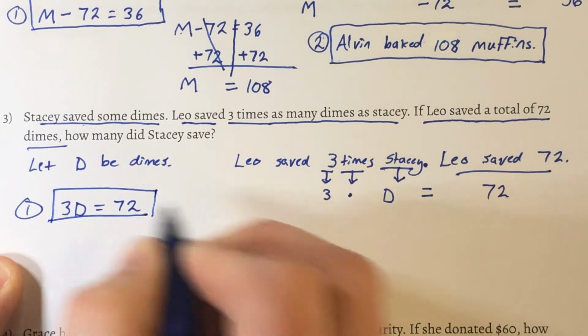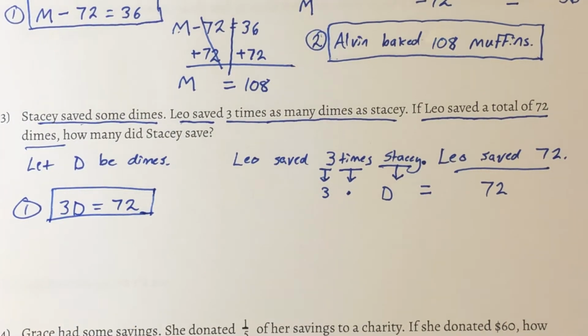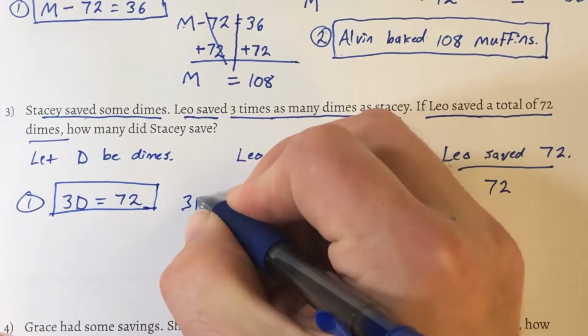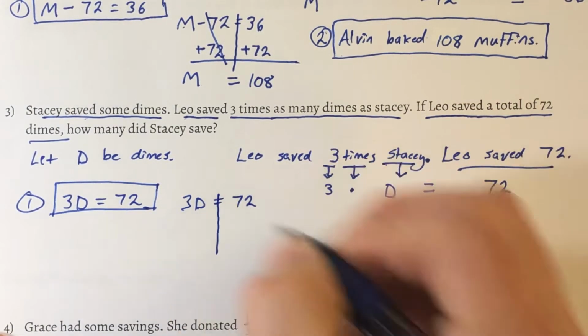First answer done. Leave it alone. That's your answer. Don't touch it. All right. Next, let's solve it and find what D equals. So write your equation again. 3D equals 72. I want to isolate D and get it all by itself.